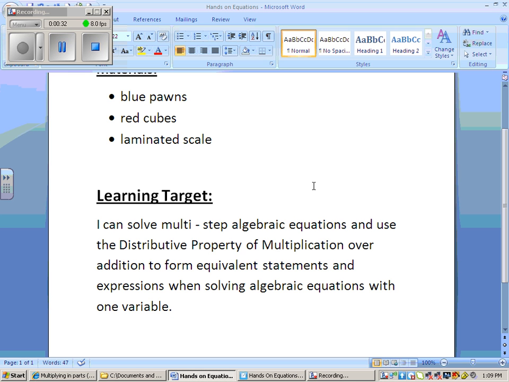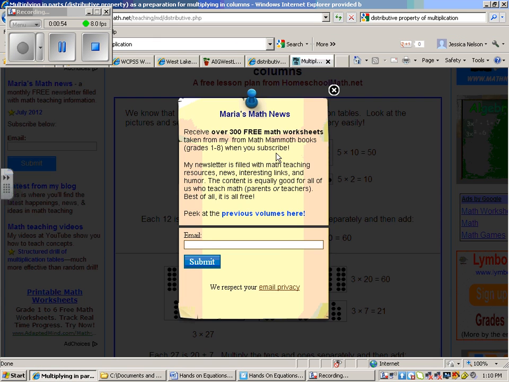So the new part that you are learning today is this piece right here: the distributive property of multiplication over addition to form equivalent statements or expressions. A statement is just another word for a number sentence, just what we've been doing all the time. So let's take a look at what the distributive property of multiplication over addition is.